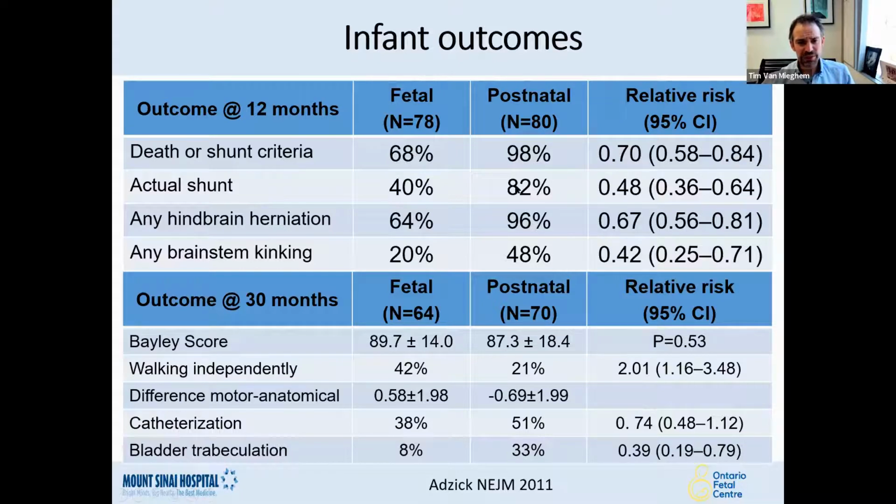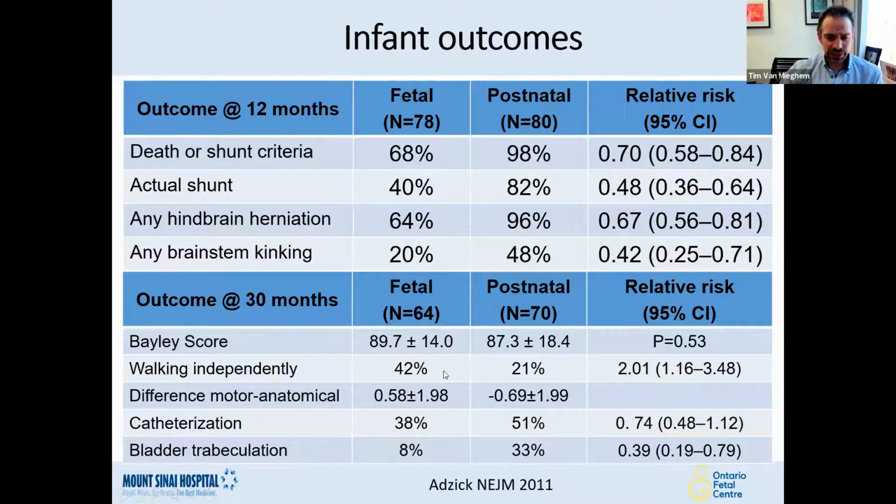And the actual shunt rate decreased by half, going from 80% to 40%. We typically also see an improvement in hindbrain herniation during the pregnancy already, and about 30% will have a recovery of the Chiari malformation during pregnancy. And in the long run, this results in better motor function. And so you can see that when studied at the age of 30 months, so 2 years and a half of age, the MOMS trial showed that the cohort that was operated prenatally had about double the number of kids walking independently compared to the group that was managed conservatively during the pregnancy.